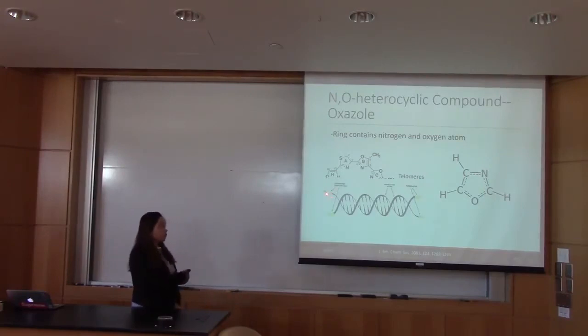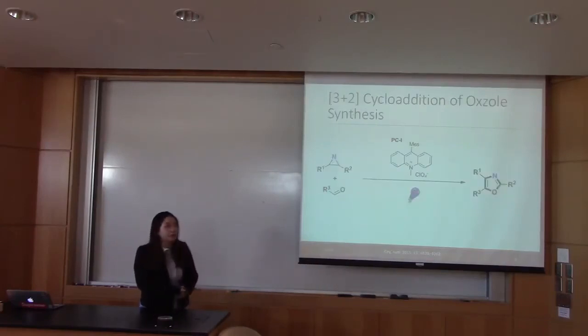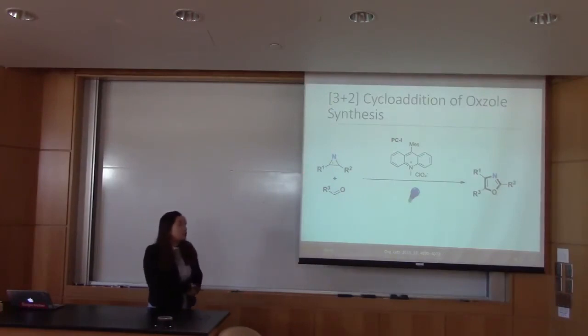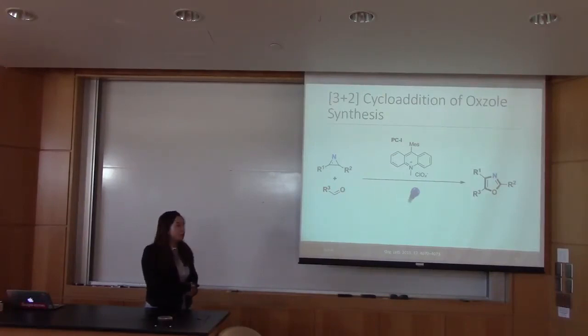We can see this yellow dot here. This is the telomeres, and they also use the 3+2 cycloaddition reaction to form these rings with similar mechanisms. First, they open the 3-membered rings, then they react with the ketone, and they also need the photocatalyst in this reaction. This is the photocatalyst they use, and under blue light and room temperature, this reaction gives an 80% yield of the products.